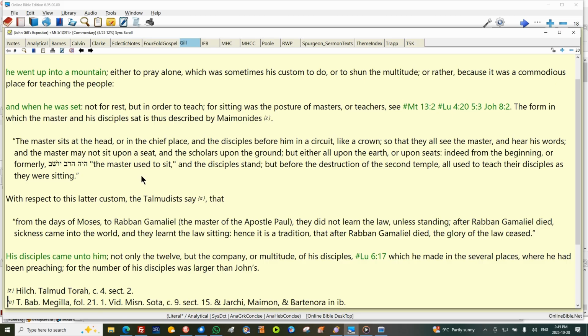So these are some of the new features that we put into the Literal Bible and for the Analytical version 3, and we hope you enjoy them.